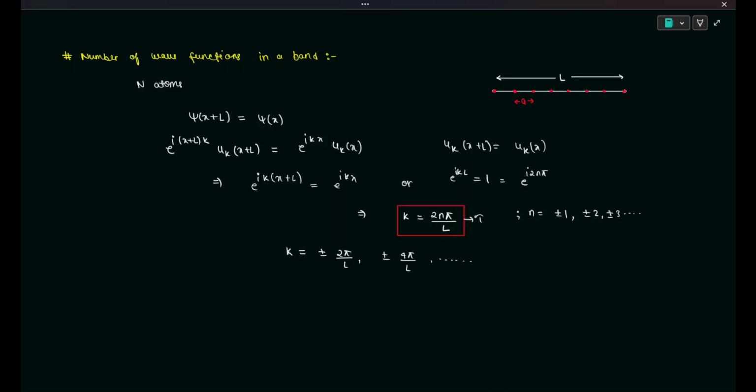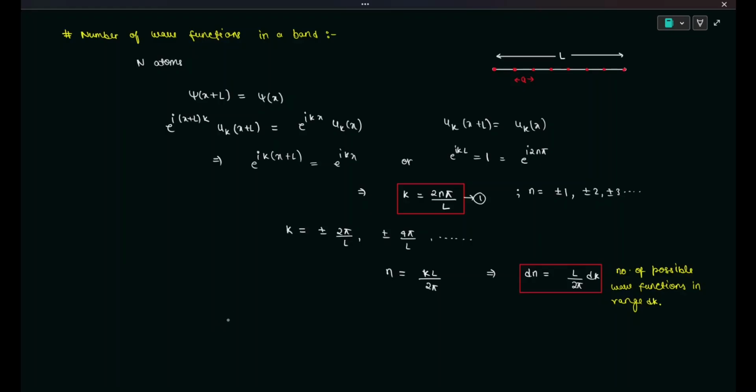From this equation number 1, we can relate the number of k values n with the value of k as n equals kL divided by 2 pi. And therefore the value of dn is equal to L divided by 2 pi times dk. This value dn represents the number of possible wave functions in the range dk.